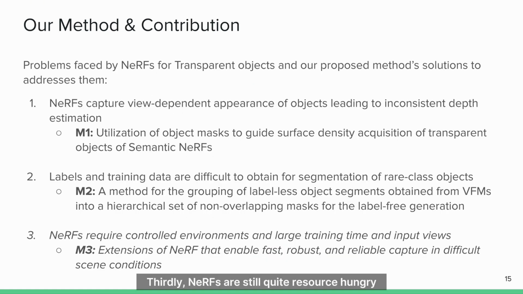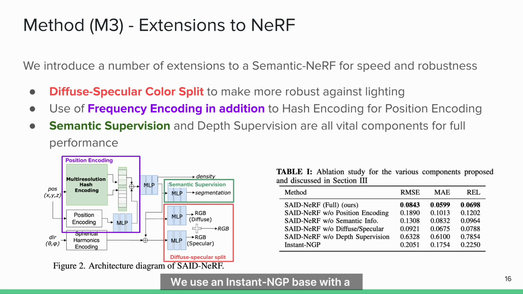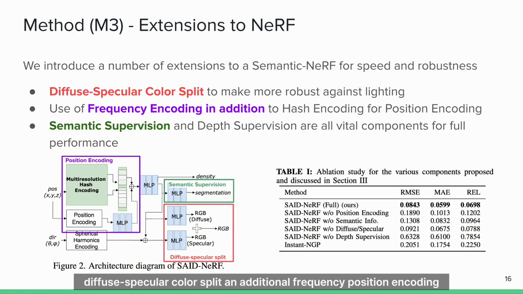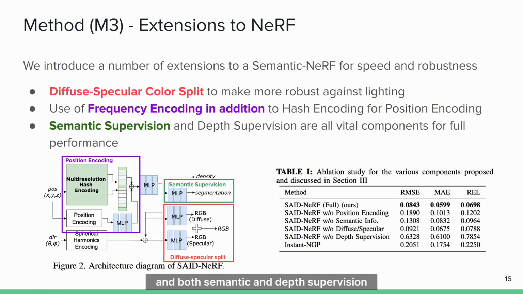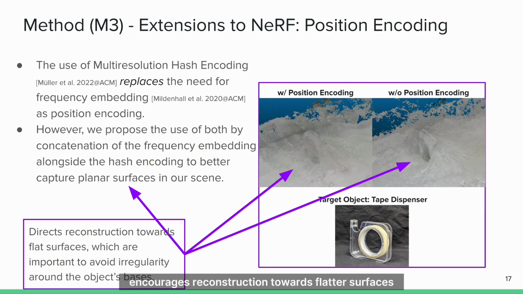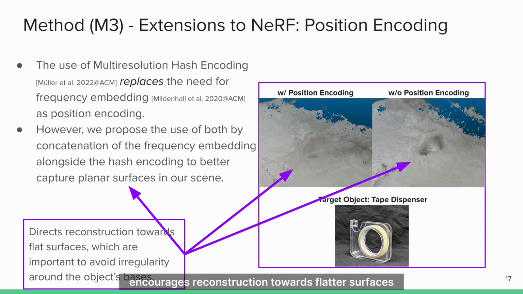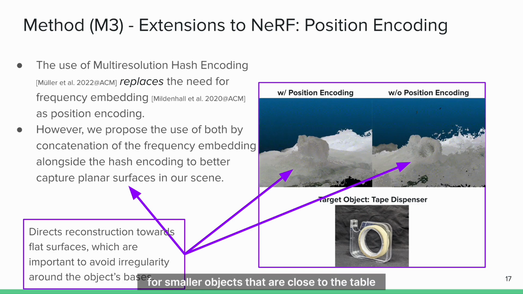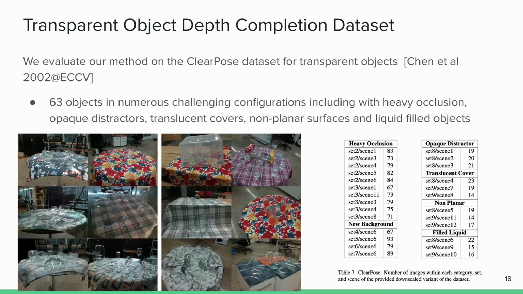Thirdly, NeRFs are still quite resource-hungry in terms of time and number of views needed, and suffer from a number of issues, including the infamous floaters. We propose some extensions to NeRF to tackle this. Specifically, we use an Instant NGP base with a diffuse-specular color split, an additional frequency position encoding, and both semantic and depth supervision. The addition of position encoding encourages reconstruction towards flatter surfaces, which are particularly important for smaller objects that are close to the table.